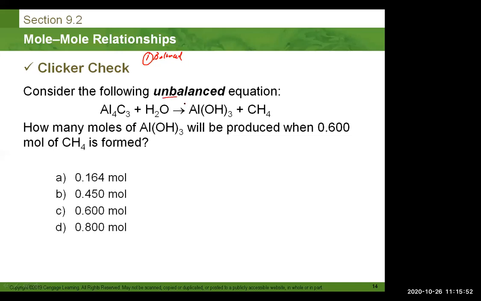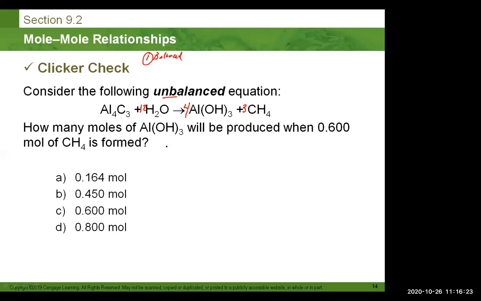So maybe start with a 4 there for the aluminum, maybe a 3 there for the carbon. See what kind of damage we just did there. In terms of the oxygen here, we have 12 on the right and only 1 on the left. So maybe a 12 there. And in terms of the hydrogen, that gives us 24. And we got 12 on the right and 12 more, so 24. So that looks balanced in that case.